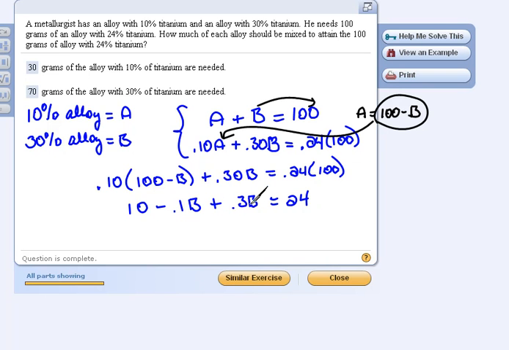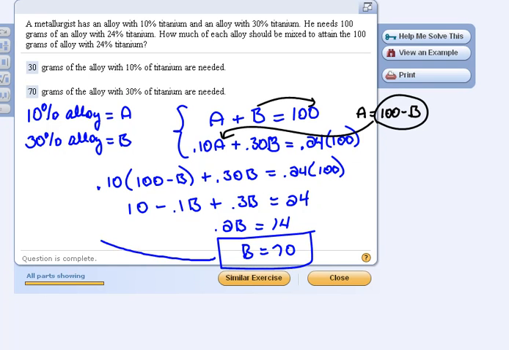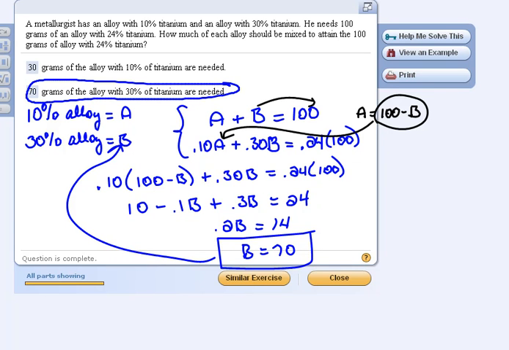Negative 0.1B plus 0.3B would be 0.2B. And if we subtract 10 from both sides to put our constants together, that would be a 14. So if I divide both sides now by 0.2, we get B equals 70. This tells us how much of that 30% alloy we need. Oh, it wasn't very pretty to say B equals 70. So that is our 30% alloy here, which is why I typed it in right here.